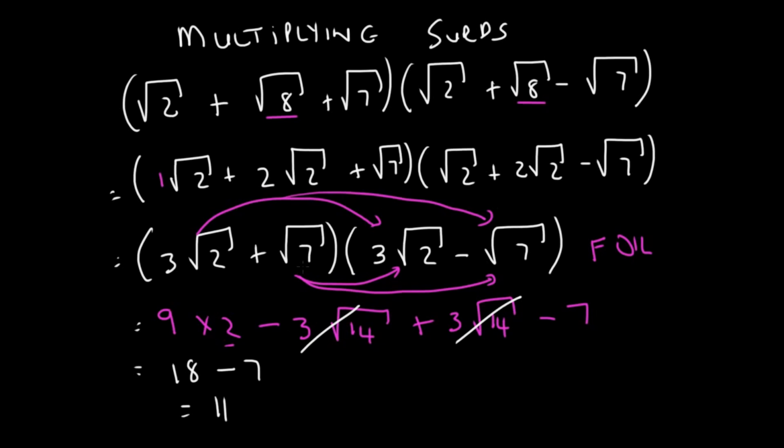And what happens here is we've got positive square root of 7 times 3 square root 2, which will give me positive 3 square root 14. And then the positive square root of 7 times the negative square root of 7 is negative 7. Now, minus 3 square root 14 plus 3 square root 14 will cancel, and that leaves us with 9 times 2 minus 7, and that gives us the final answer of 11.